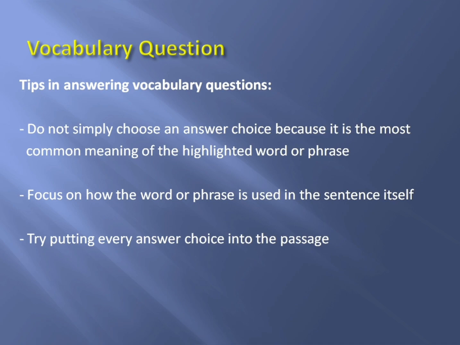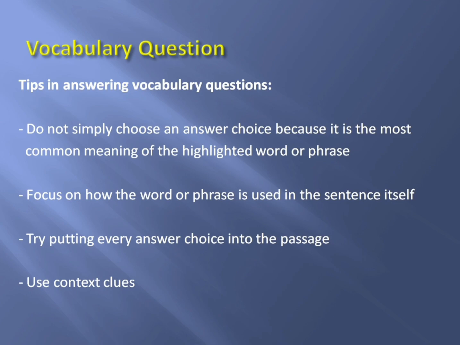Next, in some occasions, all the words in the answer choices are possible substitutes for the highlighted word. In this manner, try putting every answer choice into the passage. This may help determine which answer choice is correct. For the last tip, but probably the most important, is to use context clues. Carefully read the sentence the highlighted word is in. Also, read the other sentences both before and after the one with the highlighted word. Many times, there are contextual clues in the passage. These clues can help you unlock the meanings of some words.